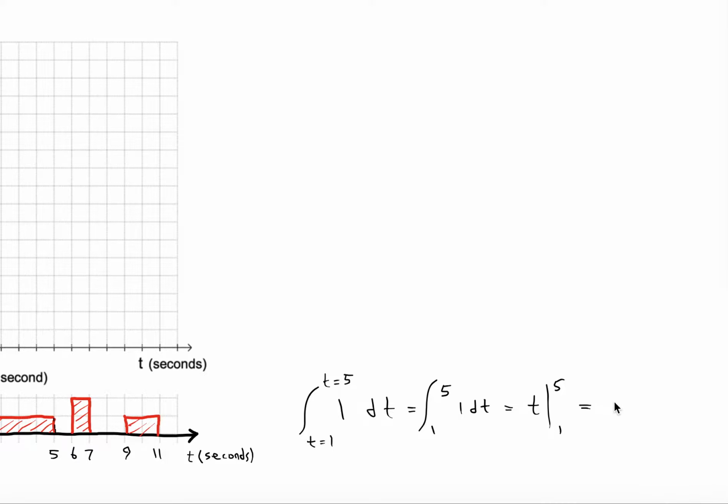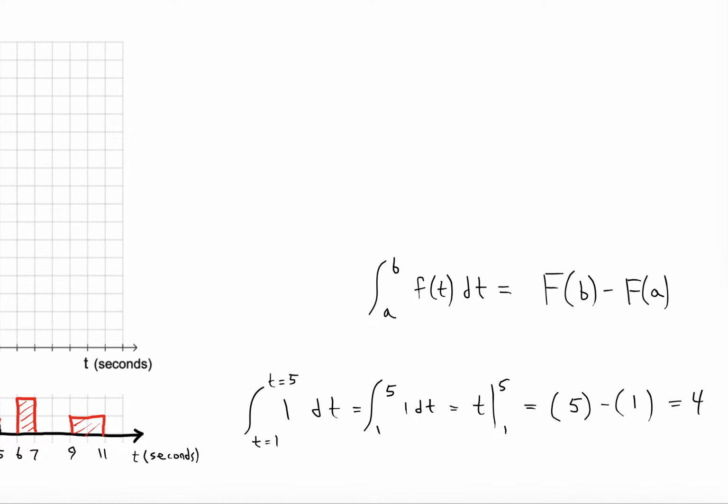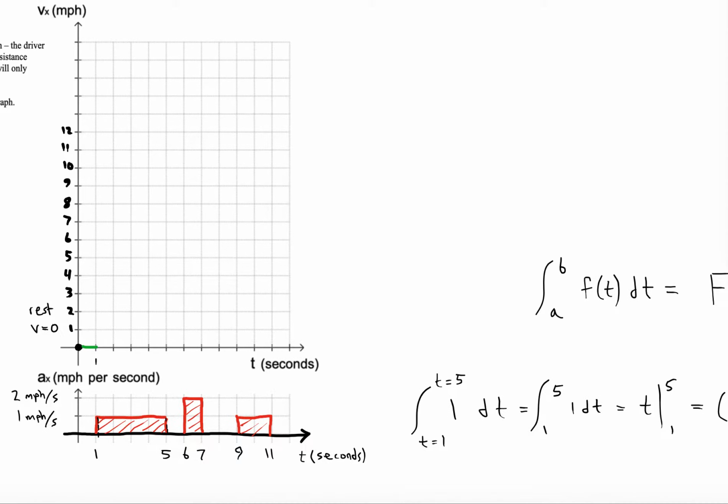So what'll it be? It'll be something minus something. It's part of the fundamental theorem of calc. Okay, so when you have a definite integral from a to b, and you have a certain function, f, like little f, then you can evaluate that by doing big F of b minus big F of a. But we just want to do 5 minus 1, which is 4. And it is the area under the curve.